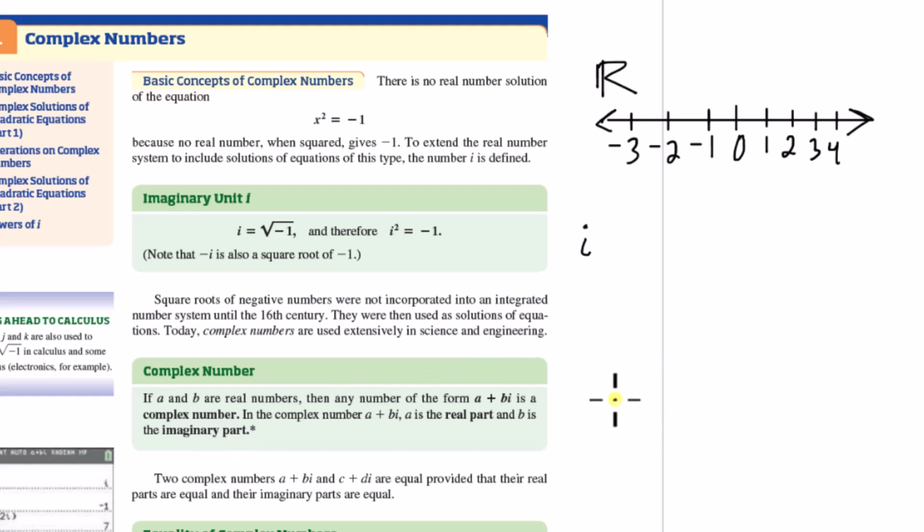So they're saying that you have A plus BI, and A and B are real numbers, any real number, positive, negative, whatever. And then I is just I, it's just itself. So this is a complex number. That's it. Again, A can be any real number. B can be any real number.